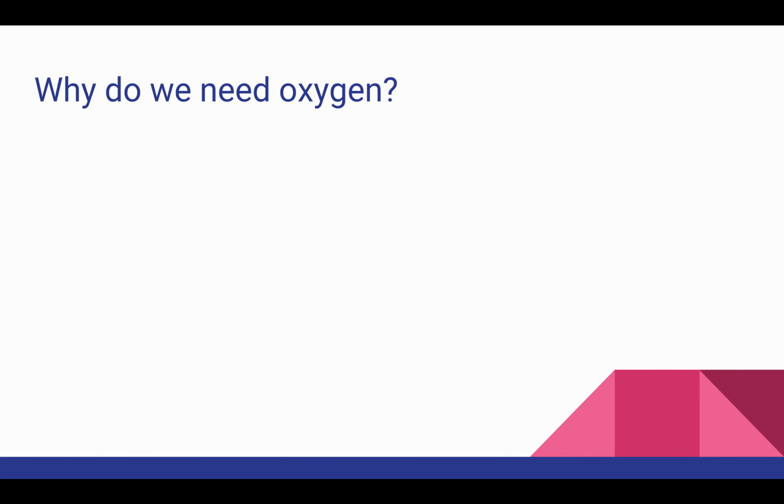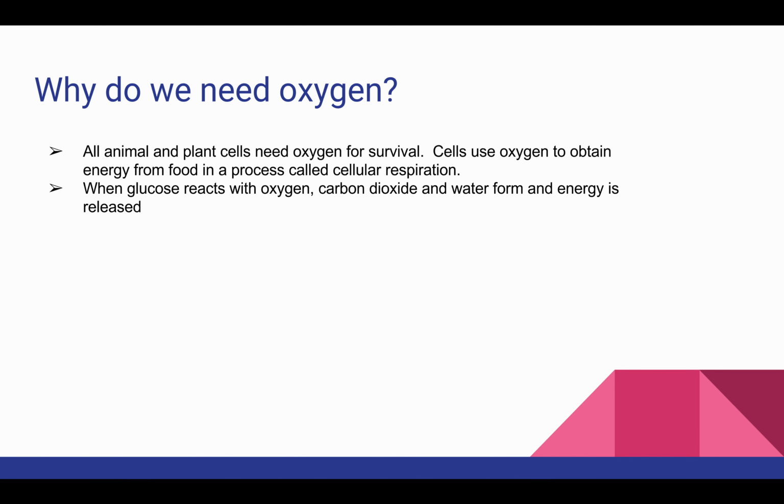Why do we need the oxygen that is in that mixture? All animal and plant cells need oxygen for survival. The cells in our body use that oxygen to obtain energy from the food in a very important process called cellular respiration. We'll talk a little bit about cellular respiration in grade 10, and we'll learn about it in much more detail as you progress with biology.